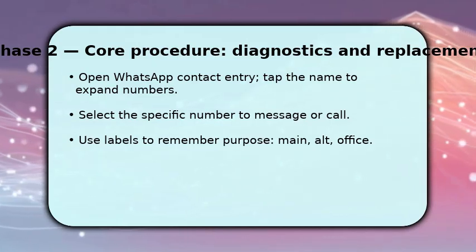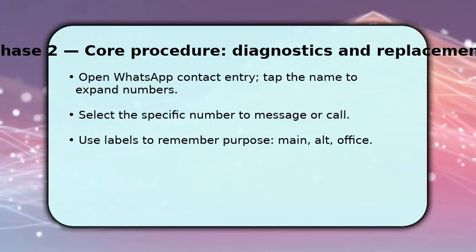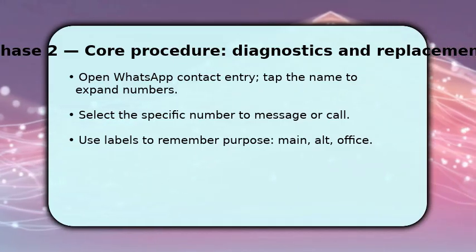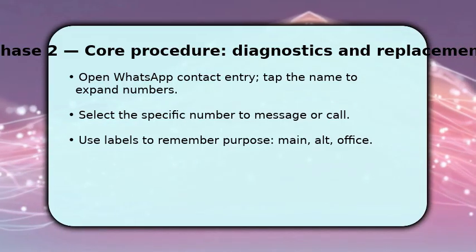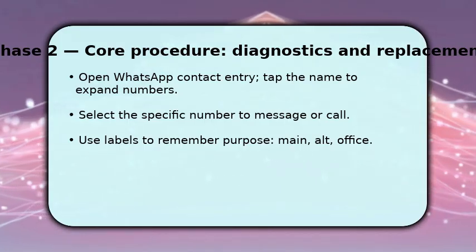If you need to test which number is active on WhatsApp, try starting a new chat. WhatsApp will show which numbers are registered. Use labels in contacts like main, alt, office to keep context. That way, you'll pick the right line for voice, text, or business communication without guesswork.